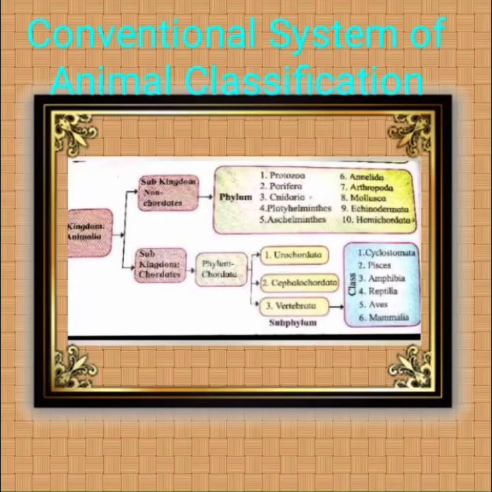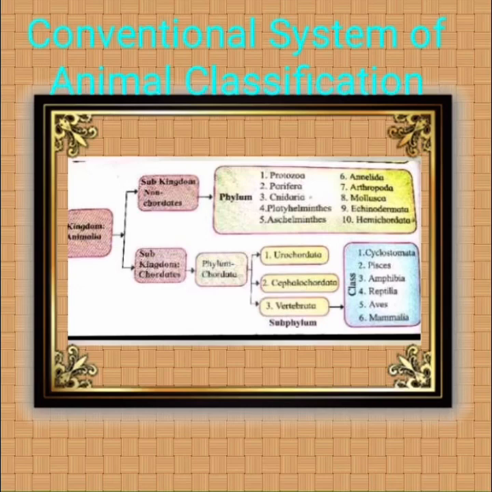The kingdom Animalia is divided into two sub-kingdoms: subkingdom non-chordates and subkingdom chordates. Subkingdom non-chordates is divided into 10 phyla. Number 1, Protozoa. Number 2, Porifera. Number 3, Cnidaria. Number 4, Platyhelminthes.